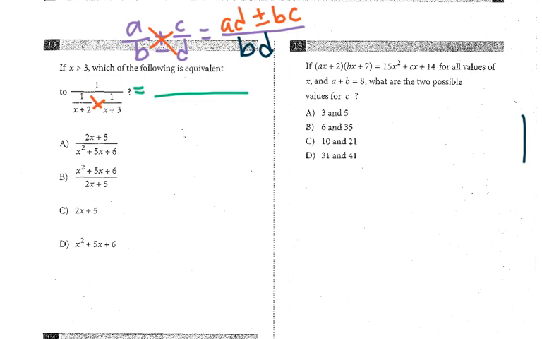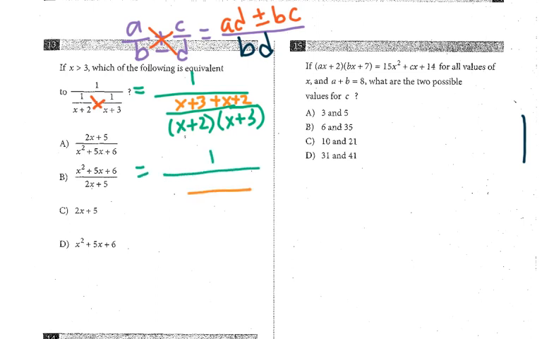You will get, this is 1. So the denominator multiply is x plus 2 times x plus 3. Then you will get x plus 3 plus x plus 2. Therefore, I will get the top is 1. Combine like terms, I got 2x plus 5. The denominator will be x plus 2 times x plus 3.